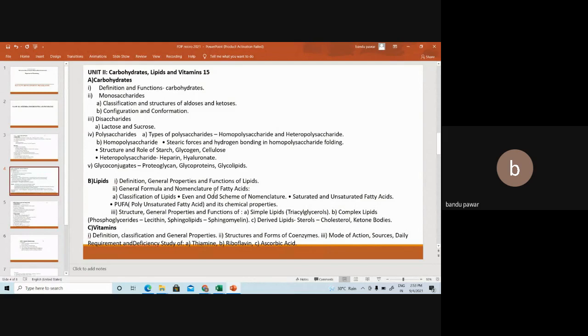Then in monosaccharide, we also need to teach what is meant by aldehyde group monosaccharide, and what is ketone saccharide, or in which monosaccharide the aldehyde group is present. It is also important.